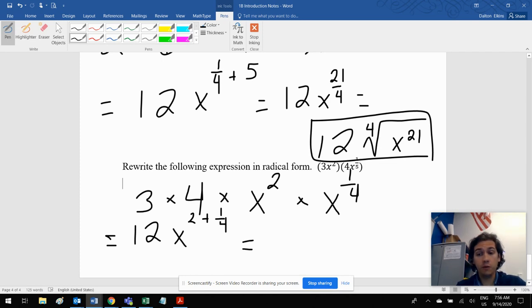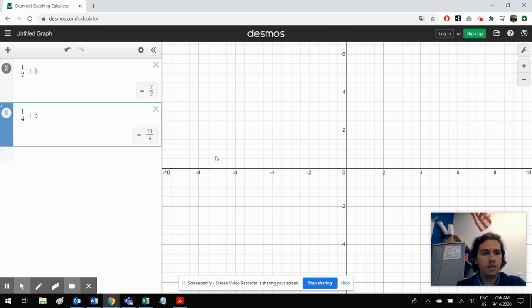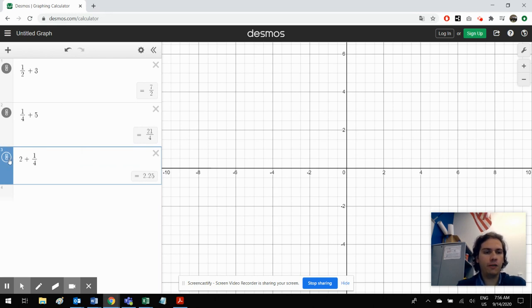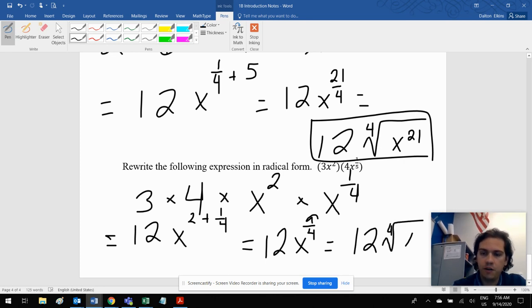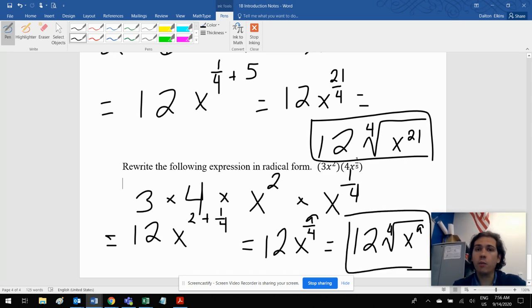So 2 plus 1/4. Again, I'm going to go ahead and take out Desmos. I'm going to go to 2 plus 1 divided by 4. Again, I don't want the decimal, I want the fraction, so I'm going to hit the fraction button. It gives me 9/4. So I get 12 times the 4th root of x to the power 9. And there we have it. We combined the two skills that we learned from 1A and the skills that we learned from 1B.